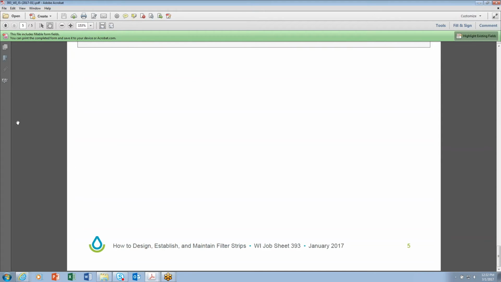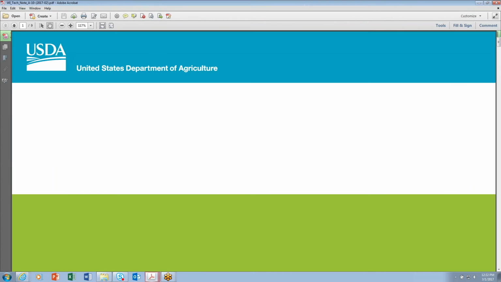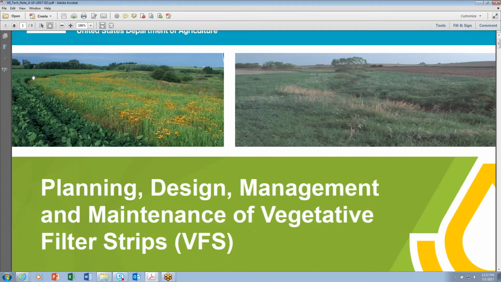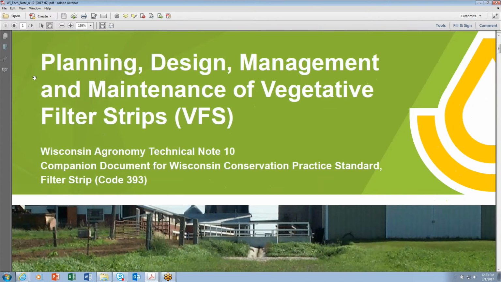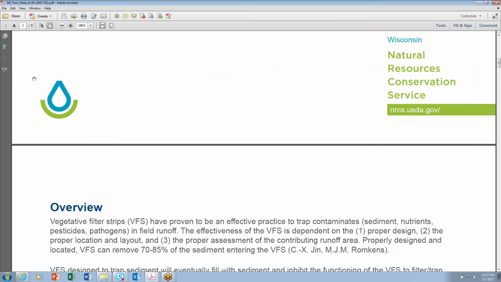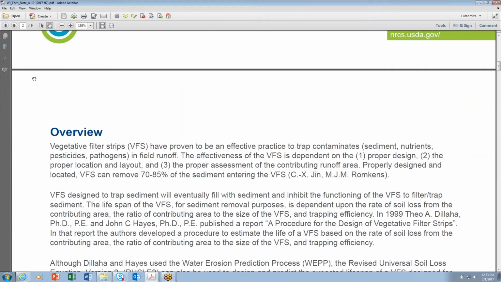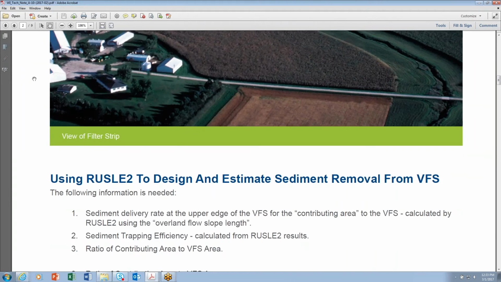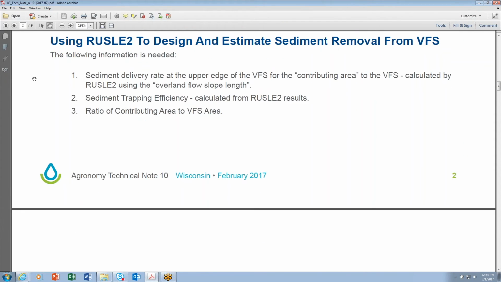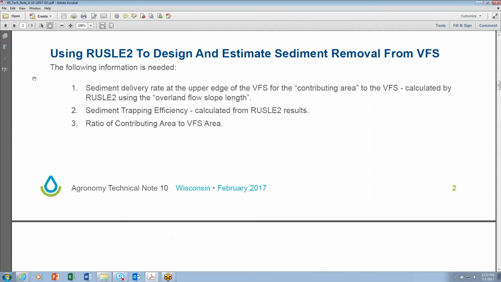And I do want to visit the tech note, and we'll go to Tech Note 10, and that is designing, planning, and then managing and maintaining a vegetated filter strip. This picture is going to go too because it definitely isn't the right picture. So we've got a couple of edits yet to do here, but we're getting this pulled together. We do need to use RUSLE2 again because we have to be looking at that upland treatment to make sure that our contributing area has been addressed.